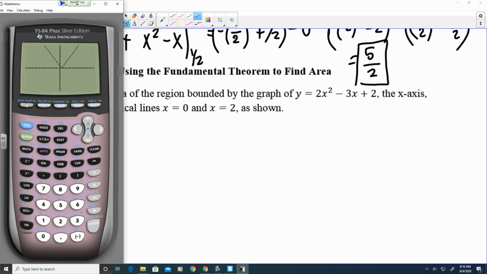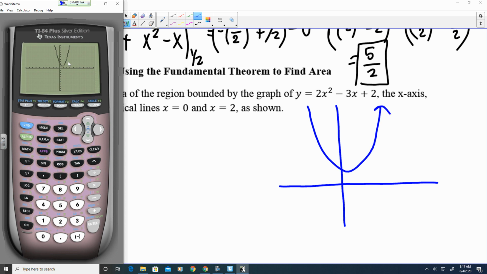So how about we show that so we can get a visual. 2x squared, whoops, might want an x there, minus 3x plus 2. We're going from 0 to 2. So we're picturing this little area right here underneath the parabola. Looks like it would be about here.